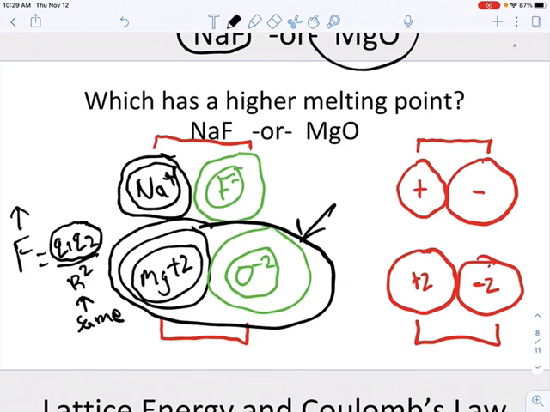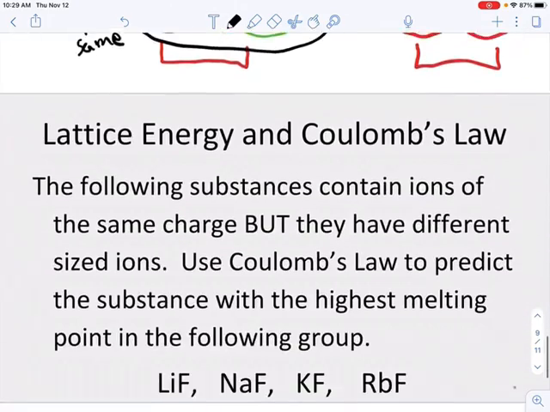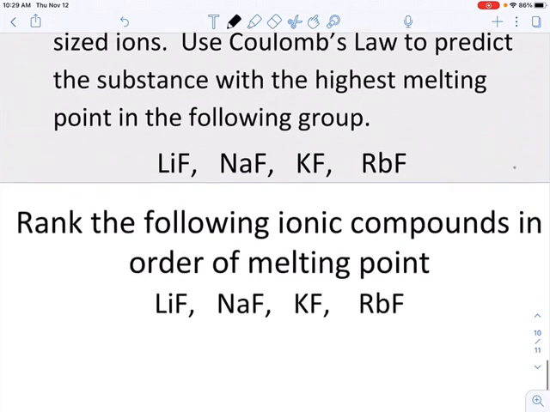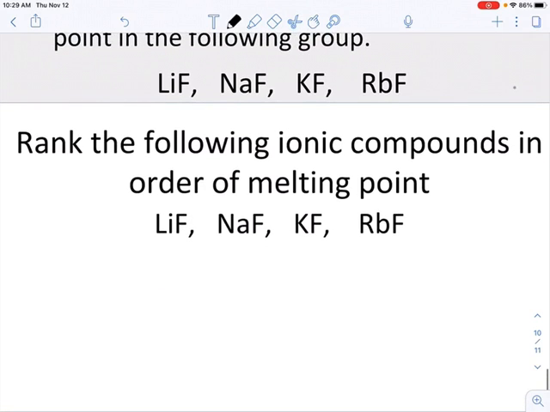Okay, let's look at one more example. In the last example, my distance between the ions was the same, but my charge was changing. In this next example, it's going to be the opposite. So now we're going to compare 4 substances that have the same charges, but that have different distances between each other, because the cations have different radii. All right, so let's take a look at this. I've got 4 substances here: lithium fluoride, sodium fluoride, potassium fluoride, and rubidium fluoride. And just like last time, I want to compare their melting points.